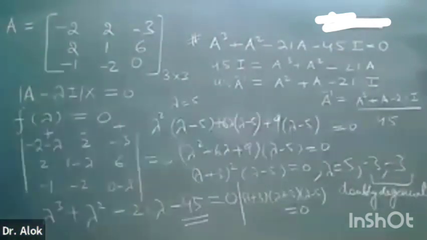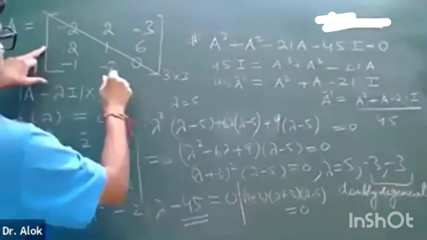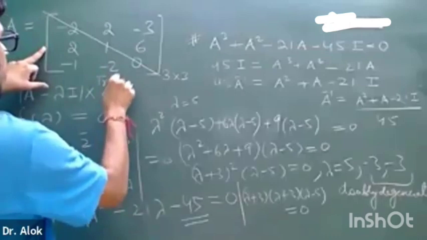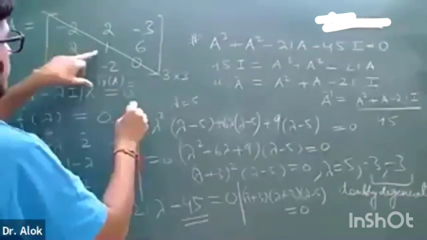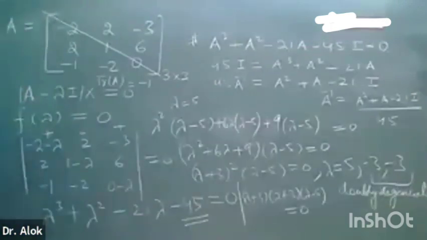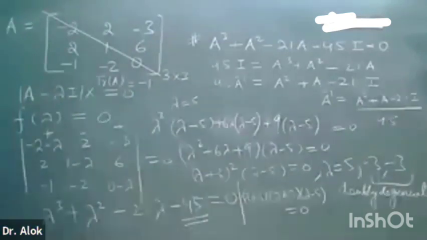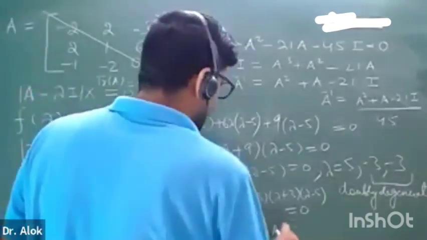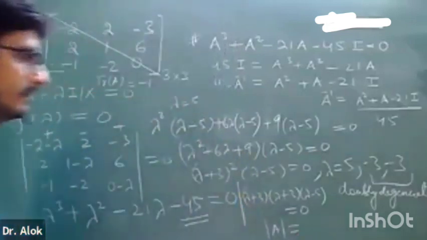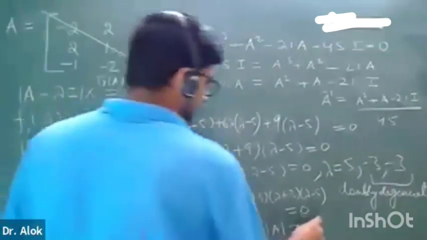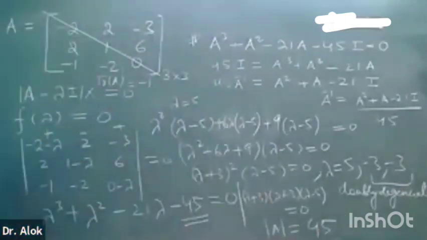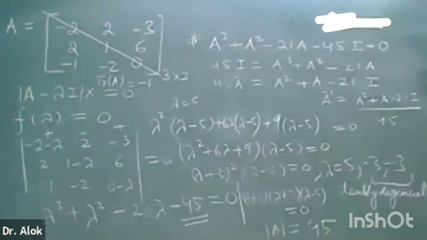So we got 3 eigenvalues, and you can cross check also using the property that the trace of A is how much? Minus 1. Add all these 3, you will get minus 1. And can you tell quickly what will be the determinant value of A? 45. It will be 45, the multiplication of all the 3. Fine.